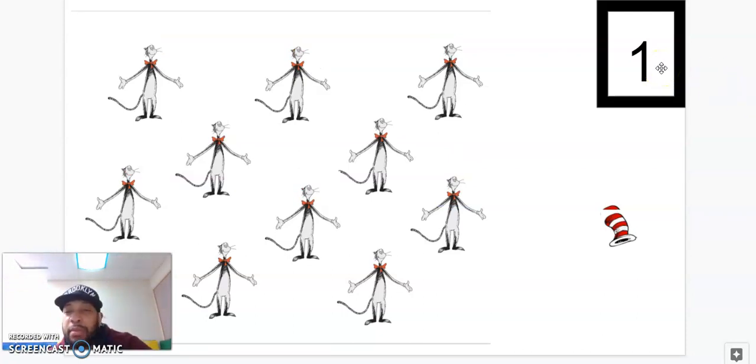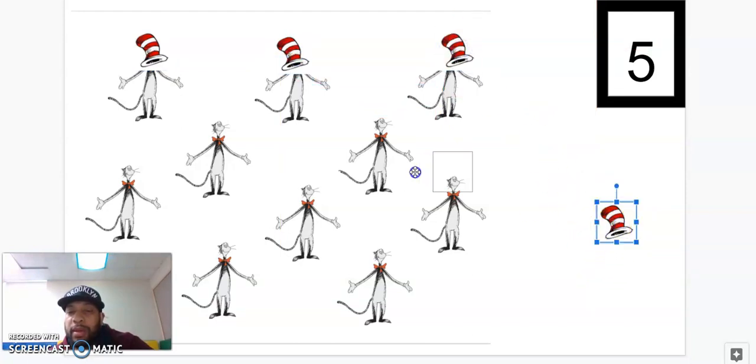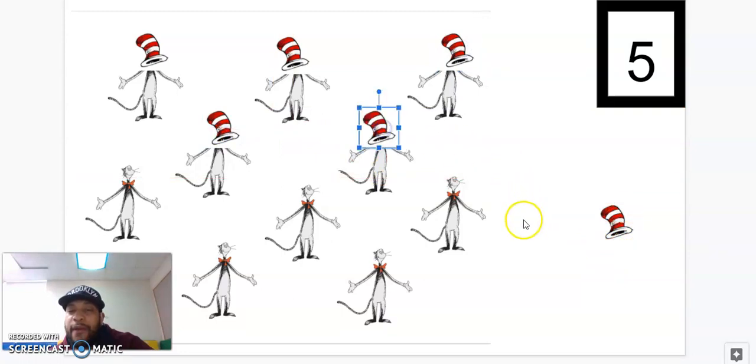This next number is the number one. We're going to count one hat. One. This number is five. We're going to count five hats. One, two, three, four, five. Five hats.